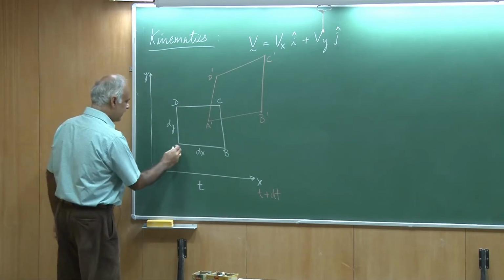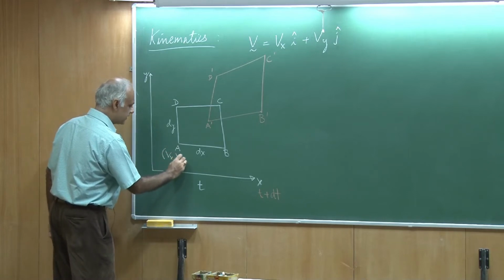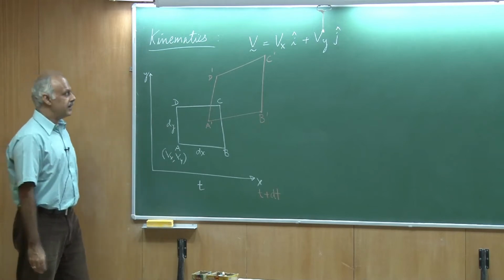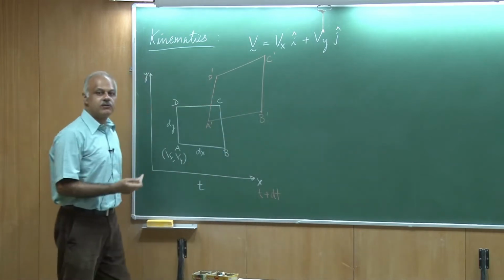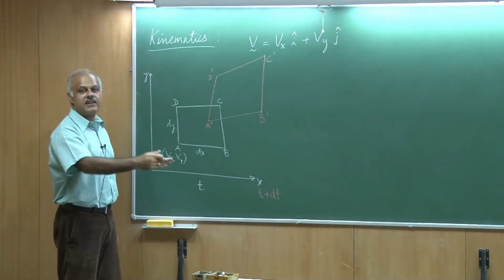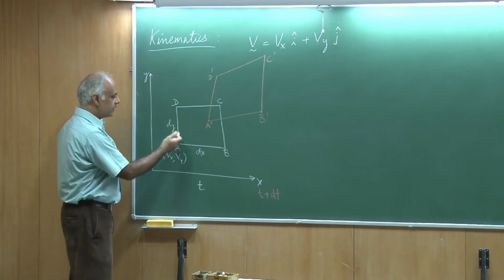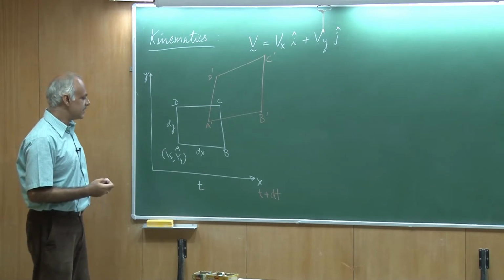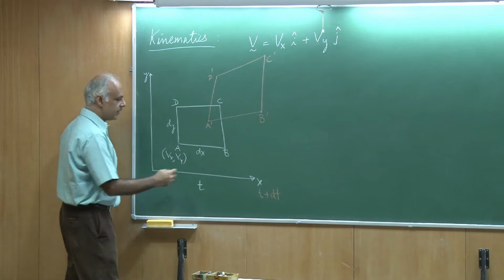So, let me first call this velocity Vx and Vy at A. Remember, this Vx and Vy are functions of x and y, so they are in principle spatially varying. If it is a uniform flow, then we know this element is simply going to translate, it is not going to deform or change its shape. So, let me say the velocity here at A is Vx, Vy.